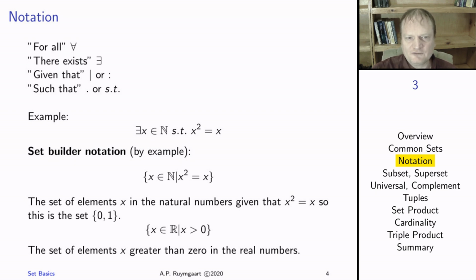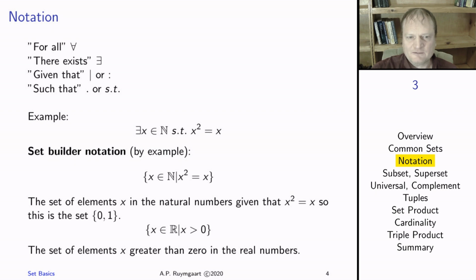So using those, in our first example, we read there exists elements x in N such that the square of x equals x. So we're saying there exist elements in the natural numbers that equal their squares. We can use this notation inside what's called set builder notation. So what we're doing now is we're simply adding the curly brackets to indicate that the elements that we're describing are part of a set.